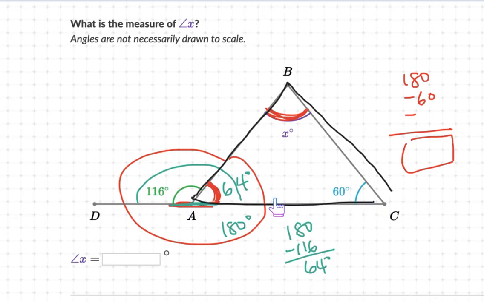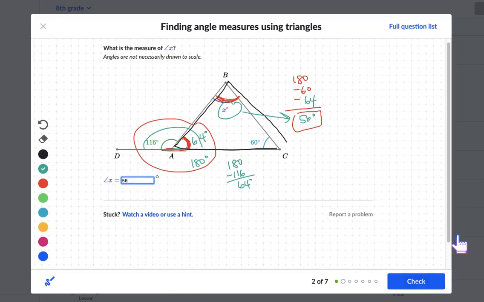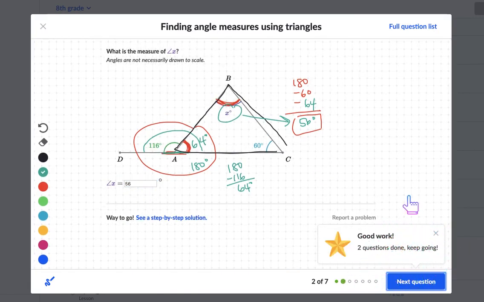So I just need to subtract the angles that I do know. I have a 60 degree and a 64 degree angle now. If I subtract both of those from 180, 60 and 64, I should get my answer. And it's 56 degrees. That will give us this one right here, 56 degrees. And there we go, okay?